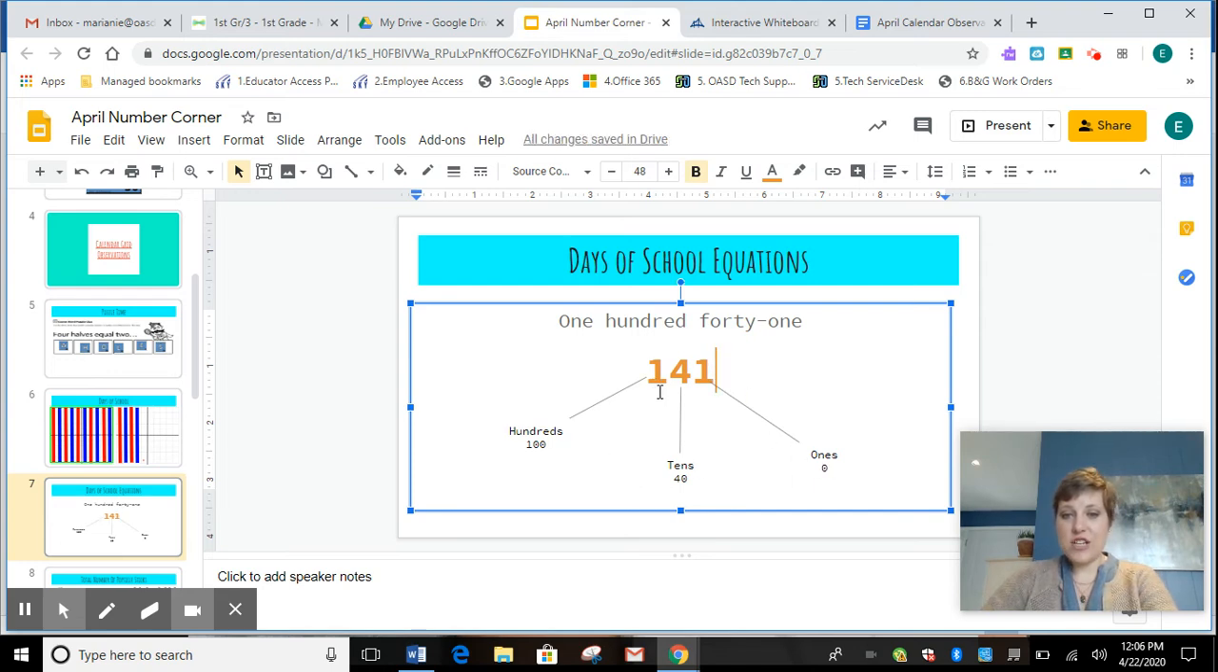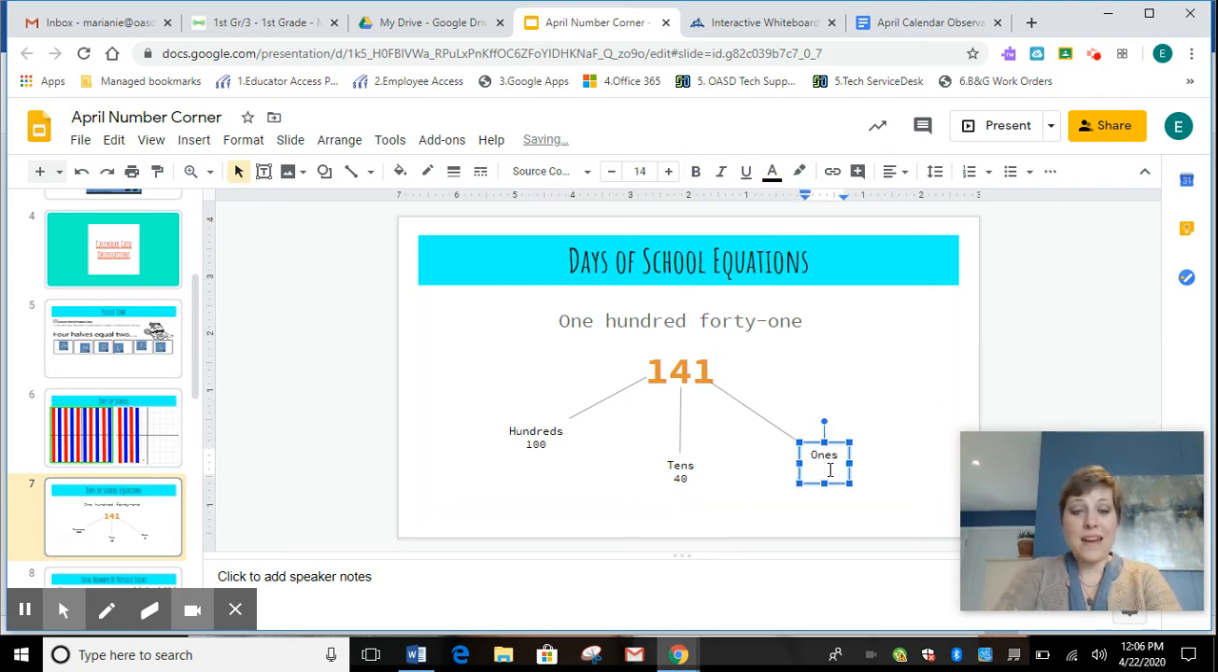Did anything change with my hundreds place? No, I still have that group of 100. Did anything change with my tens? No, I still have 4 tens or 40. What's changed is I have a 1 now. I have one single extra piece being added. Say the equation with me. We have 100 plus 40 plus 1.